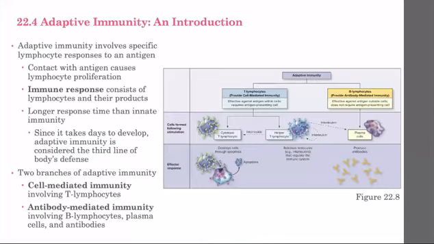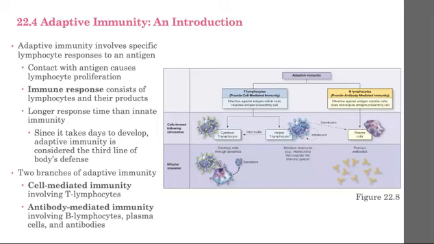So just to review, our adaptive immunity is going to involve our specific lymphocytes that are going to respond to an antigen. They are going to first make contact with an antigen and cause lymphocyte proliferation. When I say proliferation, I mean that there is a rapid multiplication of these cells to increase in number.